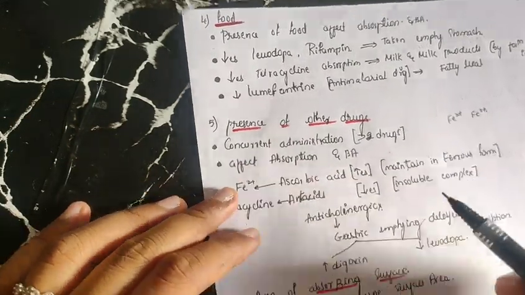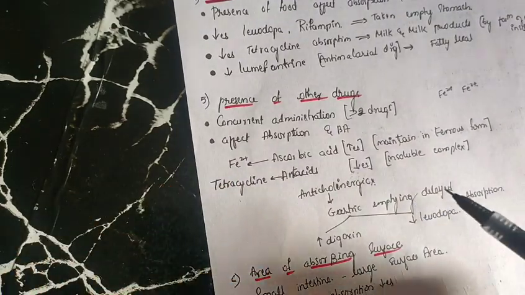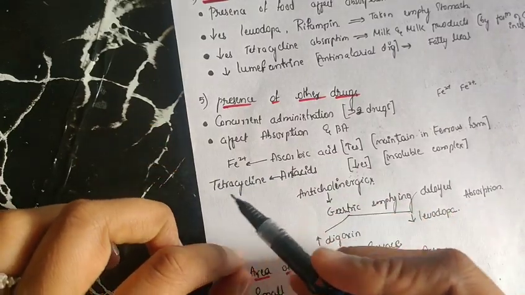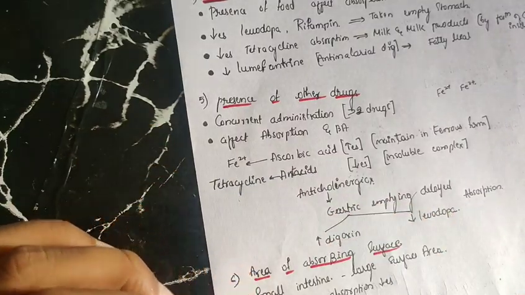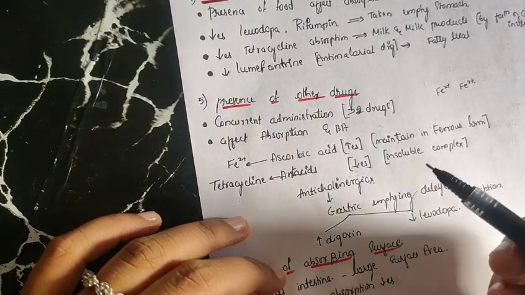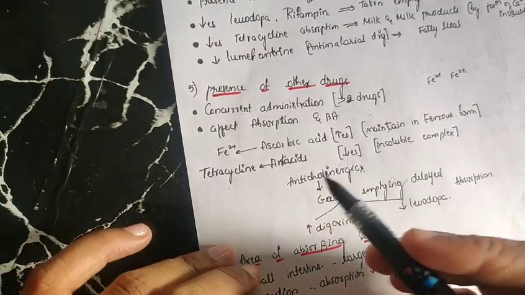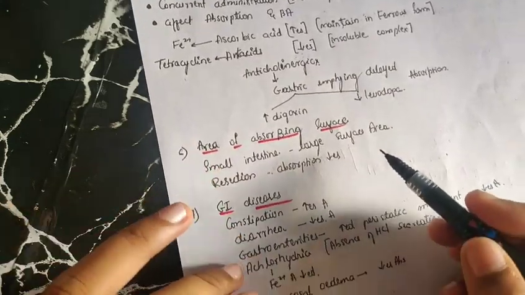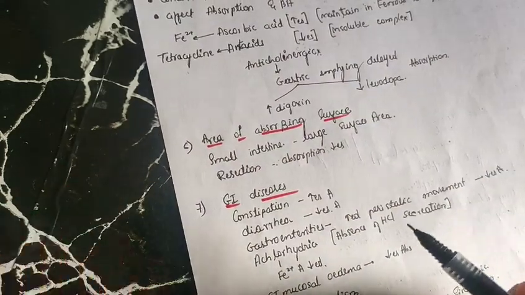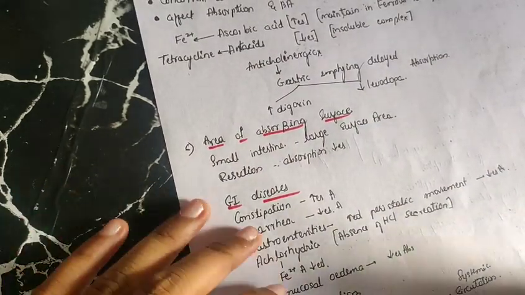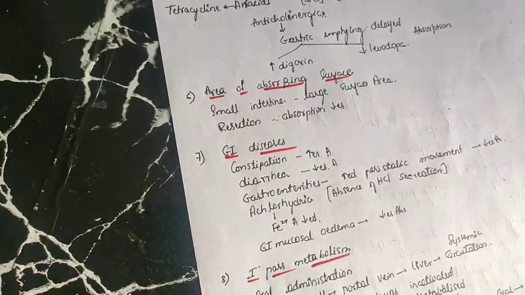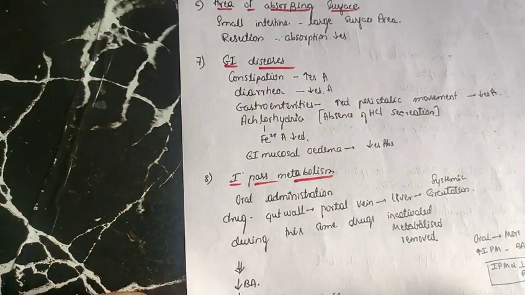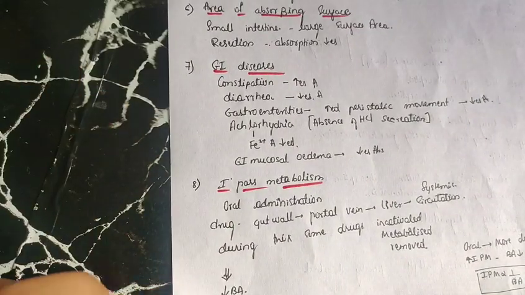And presence of other drugs, like if we take more than one drug at a time simultaneously, like ascorbic acid, it increases the ferrous ion absorption because it keeps the iron in a ferrous state. Antacid decreases tetracycline absorption because it forms an insoluble complex. And area of absorbing surface, small intestine has a larger area, so absorption will be more. And GI diseases, in constipation absorption will be more, and in diarrhea absorption is less. First pass metabolism, the less the first pass metabolism, the more will be the absorption.